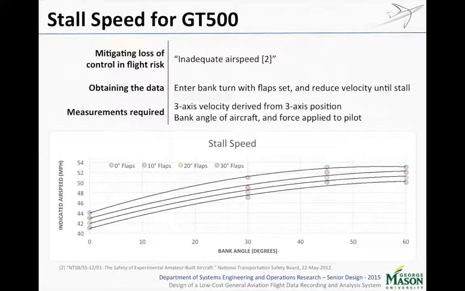The next one we have here is our stall speed. The stall speed is one of the most important graphs in a pilot's operating handbook. If the aircraft is stalling, it's inherently a loss of control in flight type accident. So we hope to mitigate the risk of inadequate airspeed, and we realized that the measurements that we would need for this to determine all these characteristics would be 3-axis velocity, 3-axis position, the bank angle of the aircraft, and we also would like to know the force being applied to the pilot.